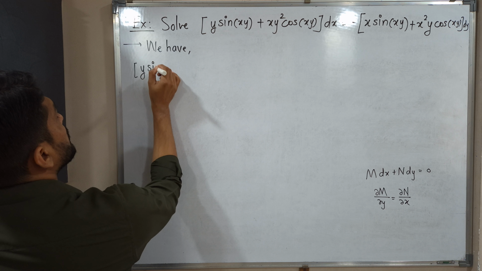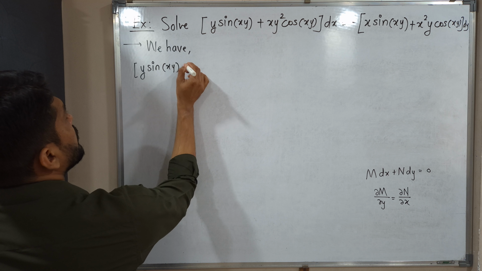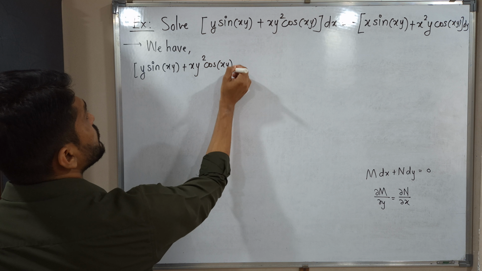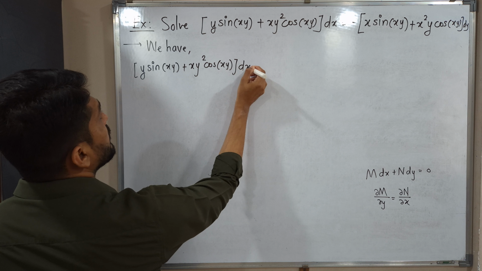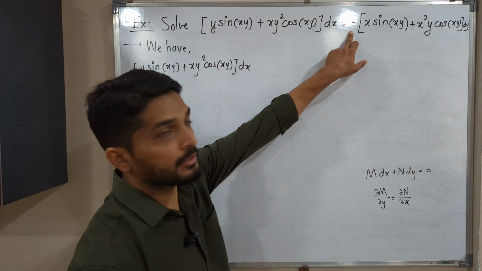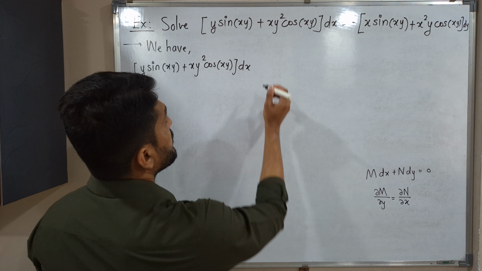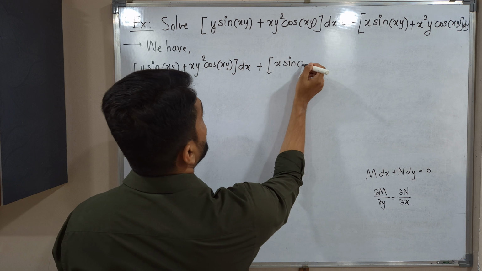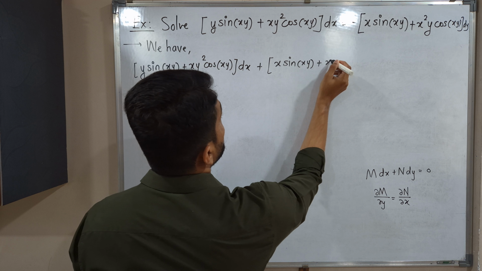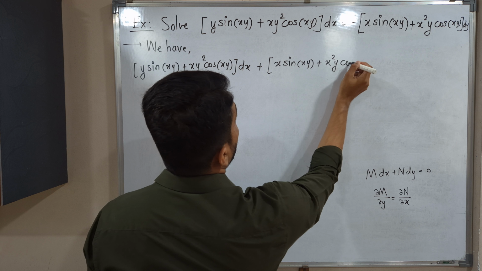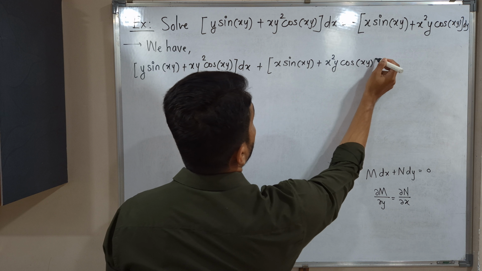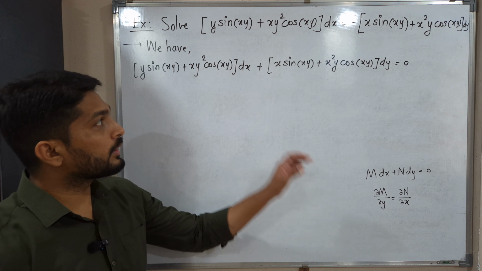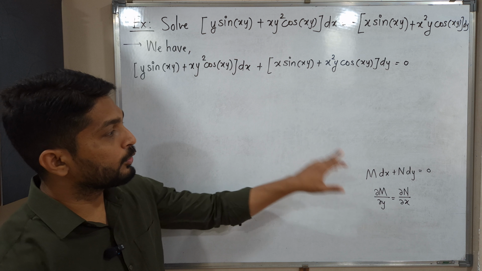y sin xy plus xy square cos xy dx. We have a minus sign over there; if you shift it here, it will be plus. So plus x sin xy plus x square y cos xy dy. On the right hand side we have 0 only. So now the given differential equation looks like this.